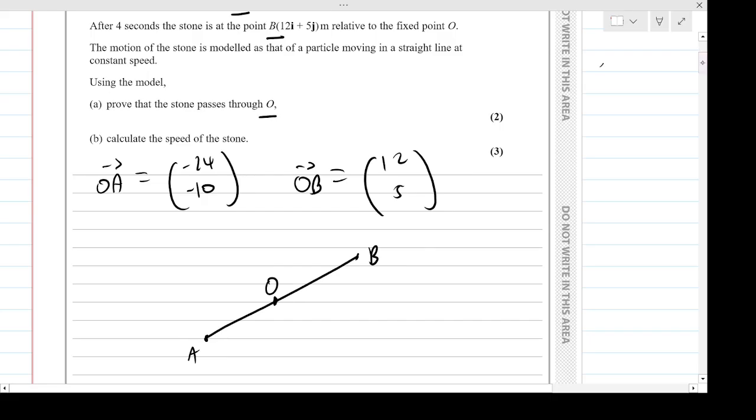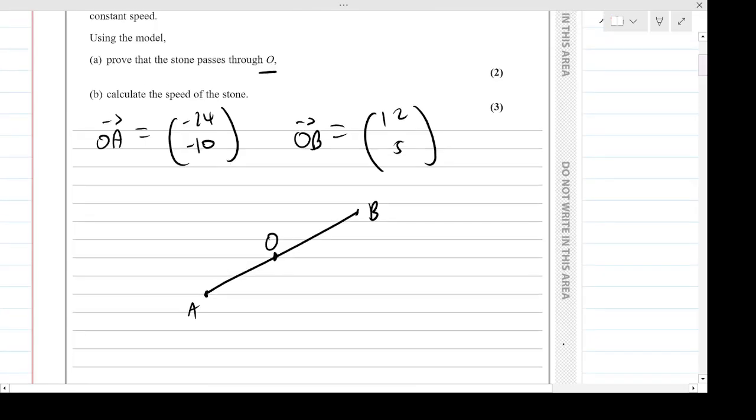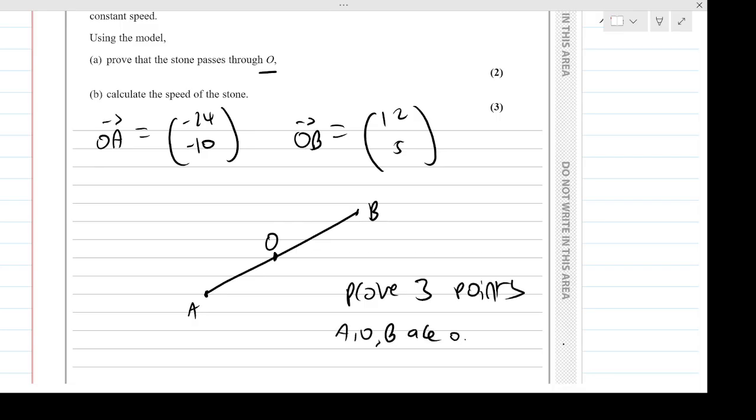Now that is actually a standard vector question. That is proving that 3 points are on a straight line. We want to prove 3 points A, O, B are on the same line. Okay, that's what we want to prove. That's actually a standard vector problem. Hopefully you would have seen that.